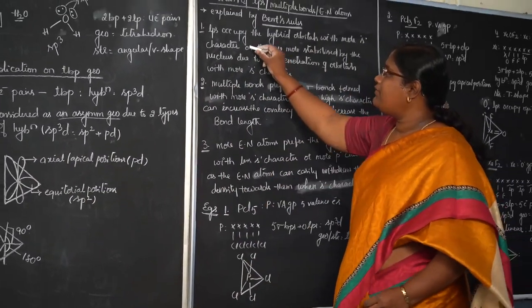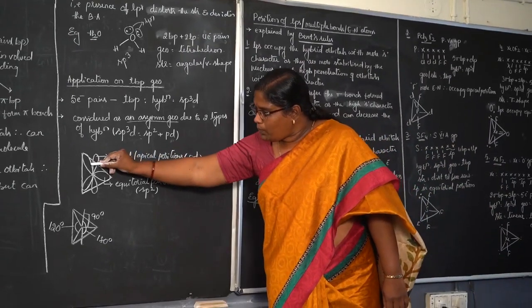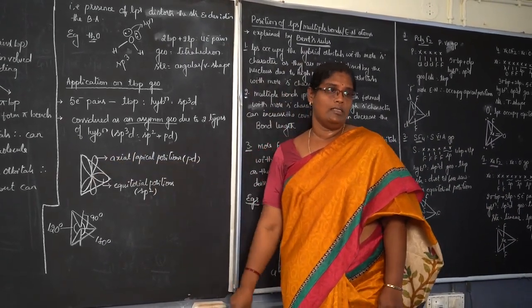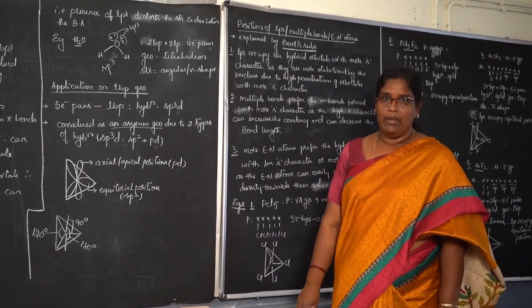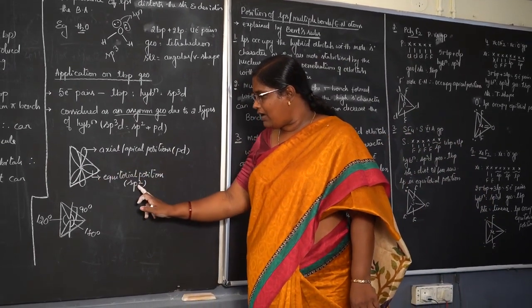When we apply the first Bent's rule, lone pairs will always occupy equatorial positions in trigonal bipyramidal geometry, because these are the positions where we have s character.